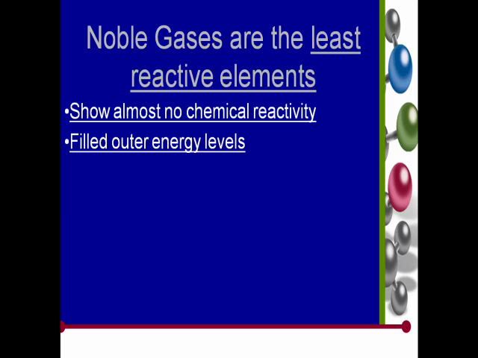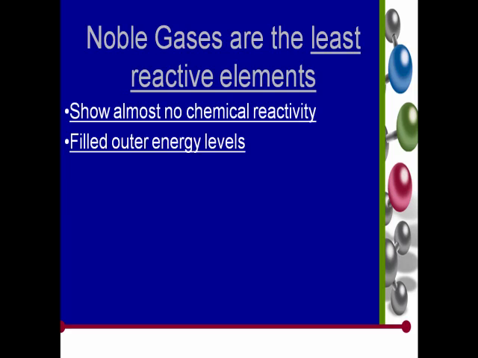These elements show almost no chemical reactivity. At one time, we thought that they did not react at all. We've recently discovered we can actually force these elements to make compounds. For example, xenon can make compounds with fluorine.